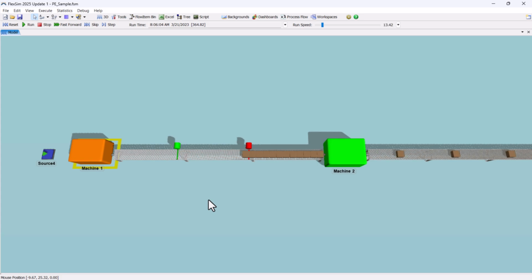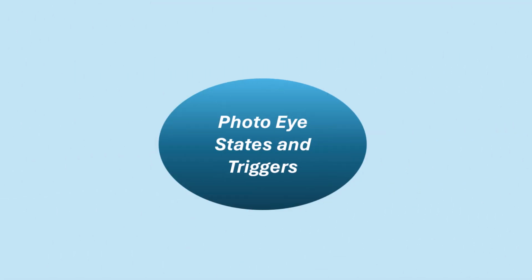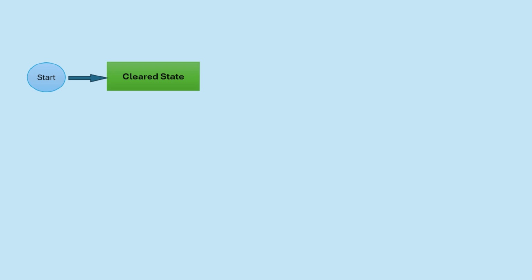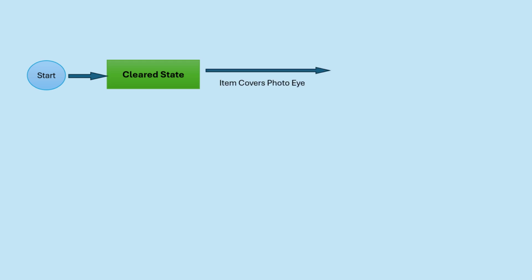Now, let's look at how the photo eye behaves in a model. It can be in one of four states: cleared, blocking, blocked, and clearing. At the beginning of the simulation, the photo eye is typically in the cleared state, which simply means that nothing is currently blocking the sensor. As soon as an item enters its sensing area, the photo eye changes to the blocking state. At this point, a countdown called block time begins.